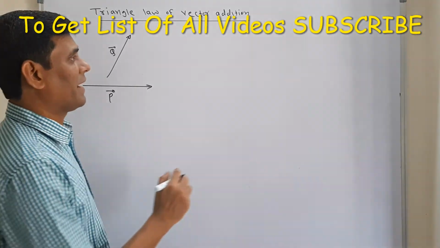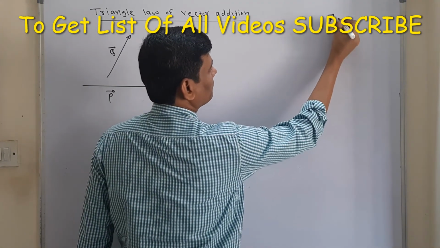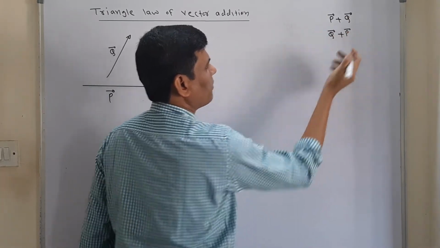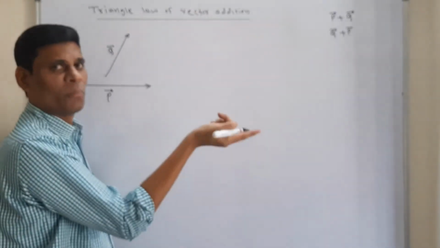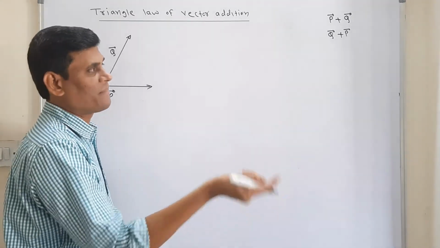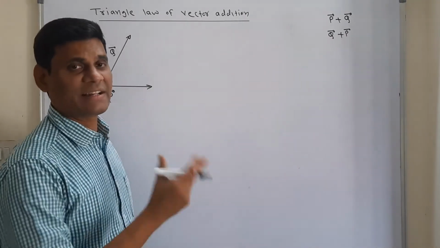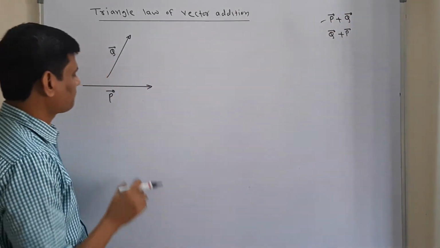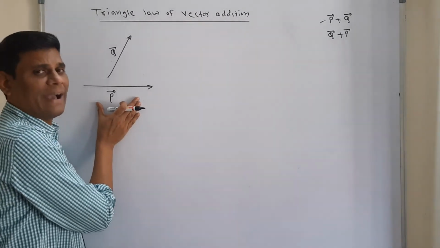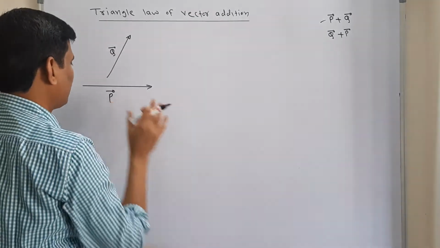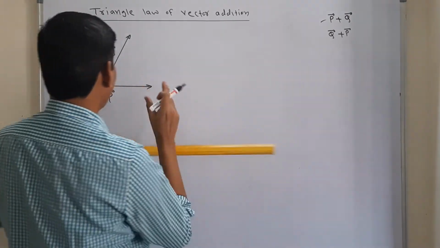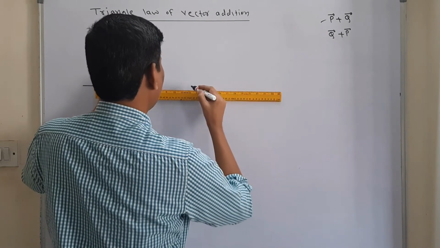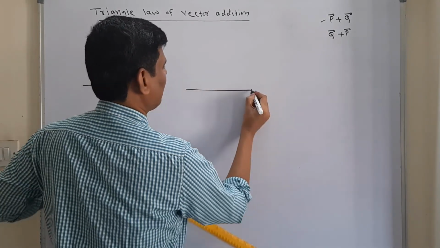Now you can add P plus Q or even Q plus P. You can do P plus Q first or Q plus P first. The resultant will be the same but the diagram will change. Let's see how to draw the diagram. First we will go with P plus Q. So take vector P in magnitude and in direction, meaning this much magnitude and this direction.